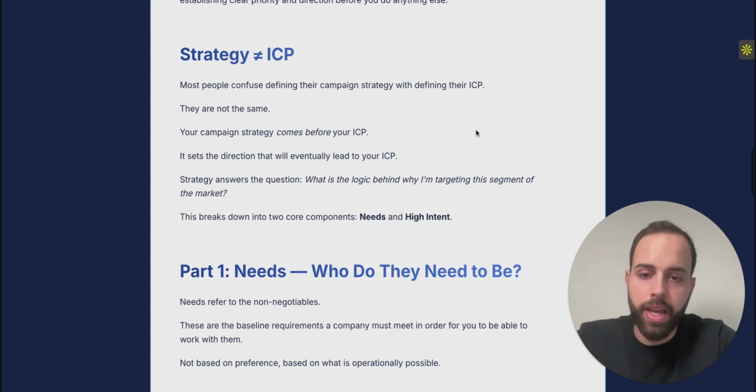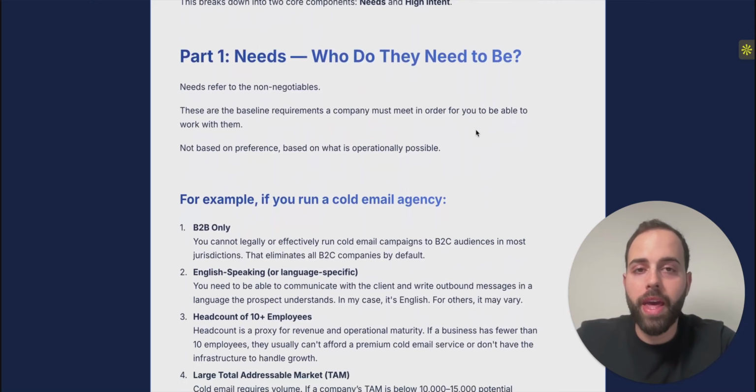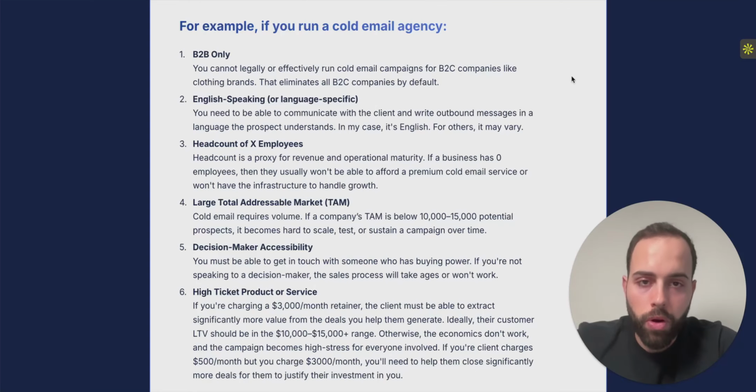It breaks down into two core components, needs and high intent. So needs refers to who do they need to be. In other words, your non-negotiables, the baseline requirements that a company must meet in order for you to be able to work with them. And this is not based on preference, it's based on what is operationally possible. So if they do not meet a certain set of criteria, then you cannot physically perform your service for them. For example, if you run a cold email agency, you need to work with B2B companies.